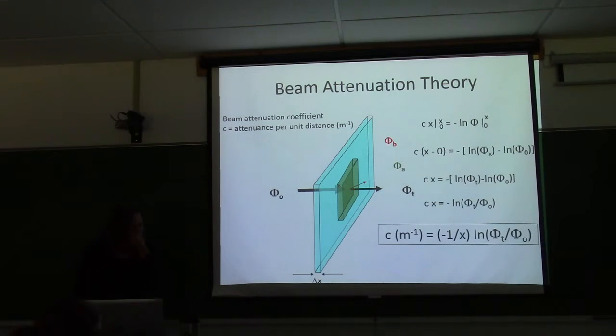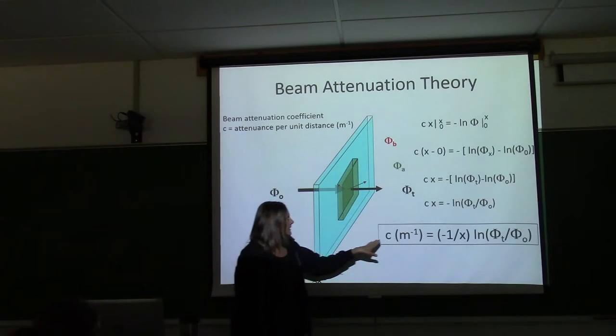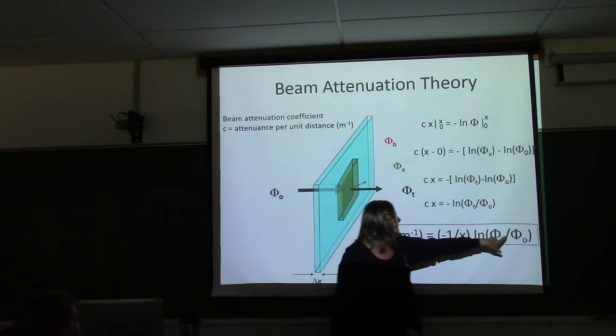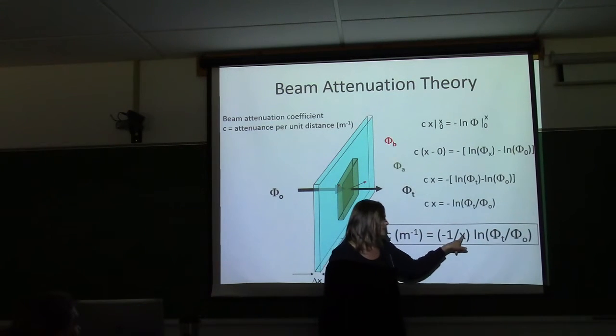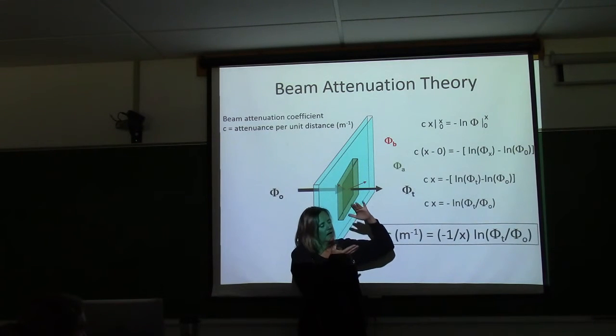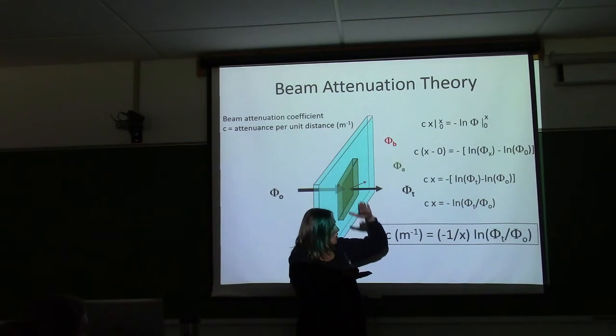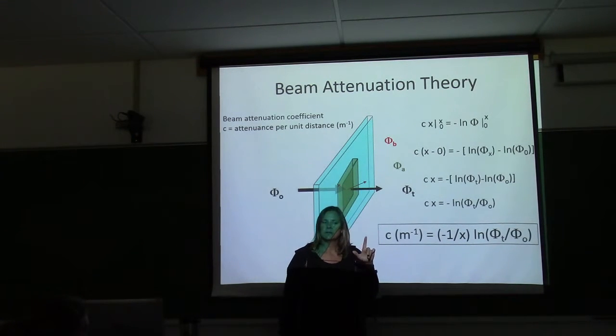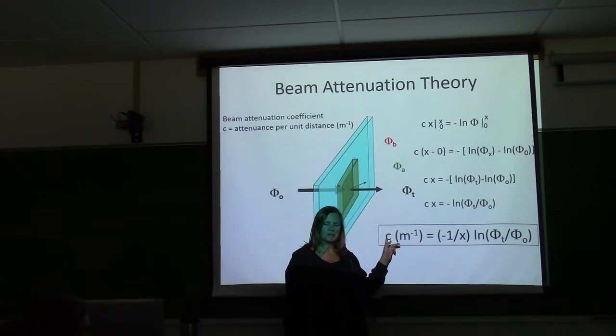So if we're solving for C, the beam attenuation, which has units of per meter, because this ratio is unitless, and this has units of per meter, we're looking at the loss of power over this path length. And so if we want to build a sensor to measure this, what do we need to know?